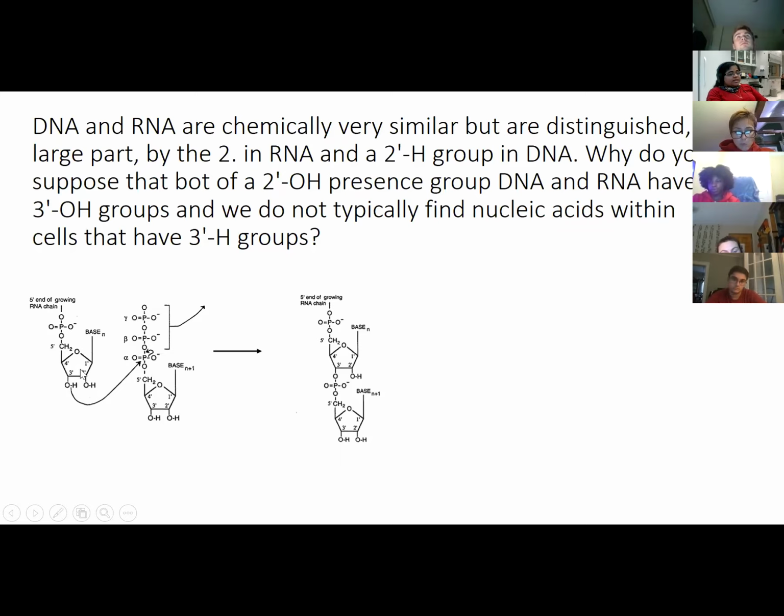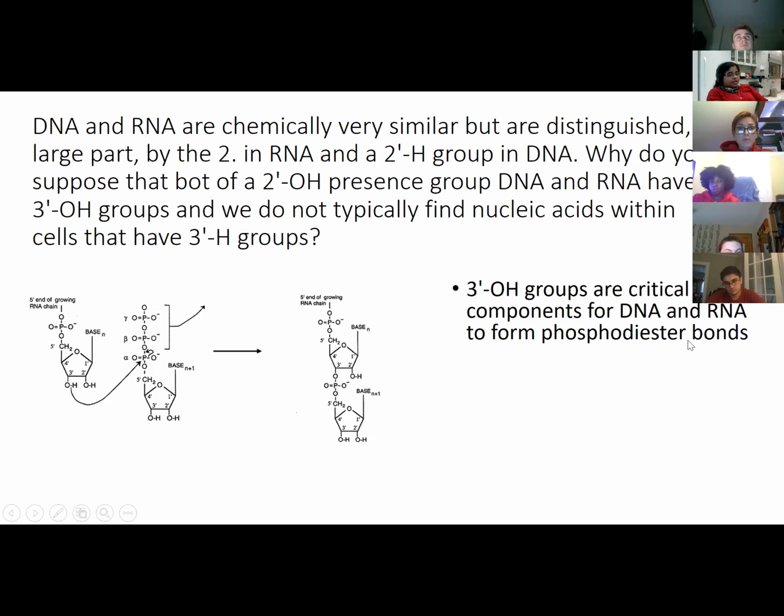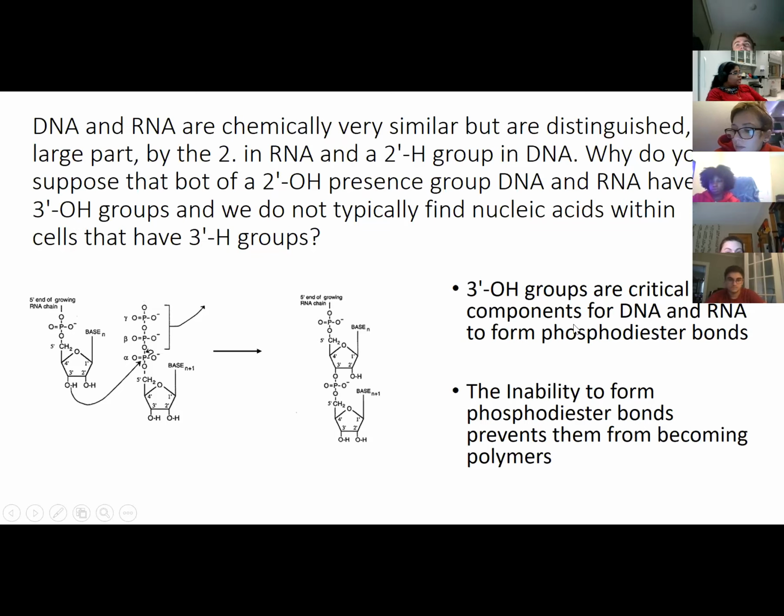So the question is asking why we always see a hydroxyl group here instead of a 3' hydrogen. Why do we have this oxygen here? Because it's involved in making phosphodiester bonds. Without these phosphodiester bonds, you cannot have them becoming polymers. So you cannot create the chain of DNA or RNA at that point.